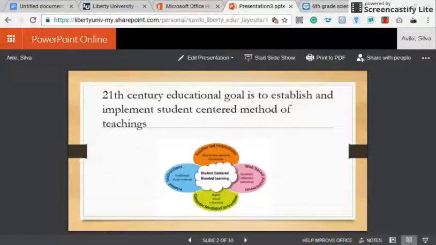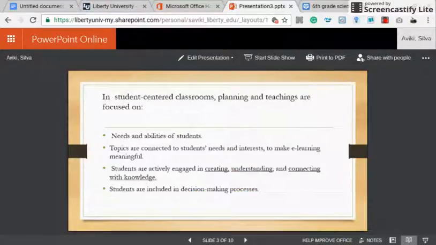In advance, I want to talk about the importance of the 21st century's educational goal, which is to establish and implement student-centered methods of teaching. In student-centered classrooms, planning and teaching are focused on the needs and abilities of students. Topics are connected to students' needs and interests to make e-learning meaningful. It is essential to have students actively engaged in creating, understanding, and connecting with knowledge.